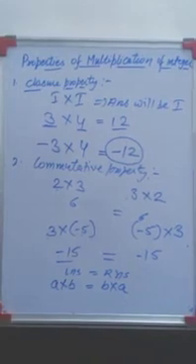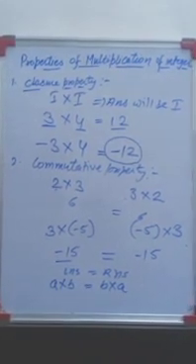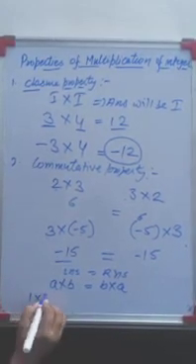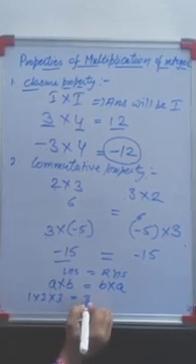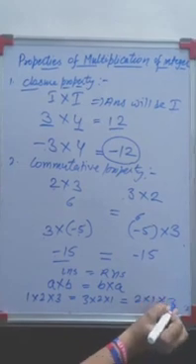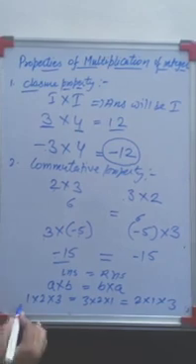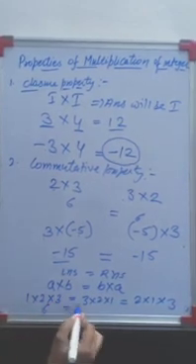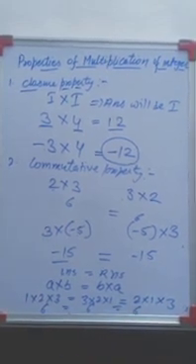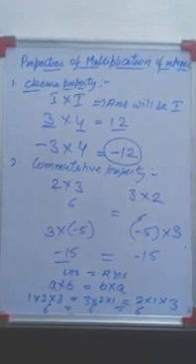So we conclude that the product of two or more integers is independent of their order in a multiplication statement. 1 into 2 into 3 will be equal to 3 into 2 into 1, or 2 into 1 into 3. Whatever order you take does not affect the result. 1 into 2 into 3 is 6, 3 into 2 into 1 is again 6, 2 into 1 into 3 is again 6. That means the position of the integers in multiplication does not affect the result.